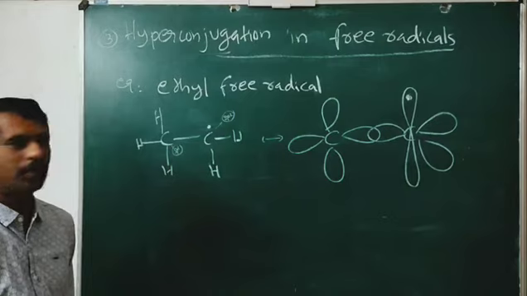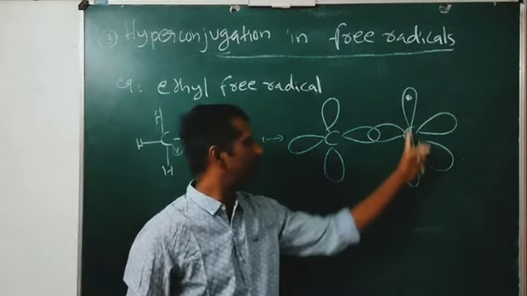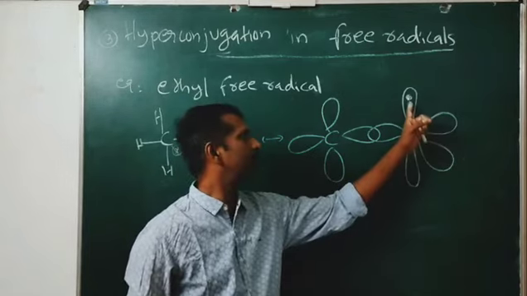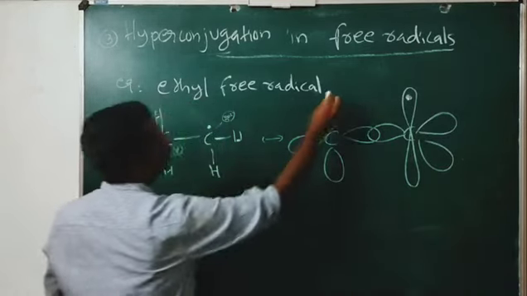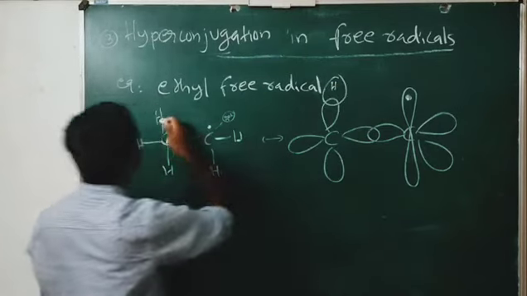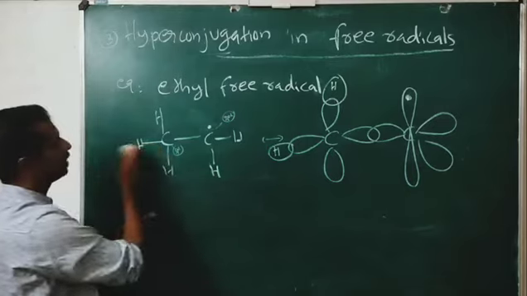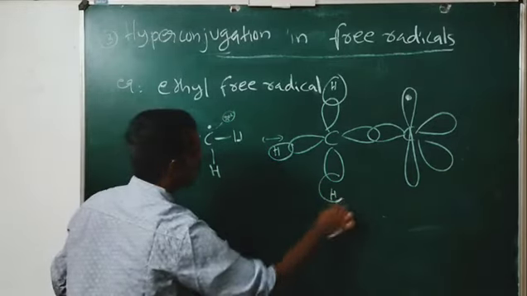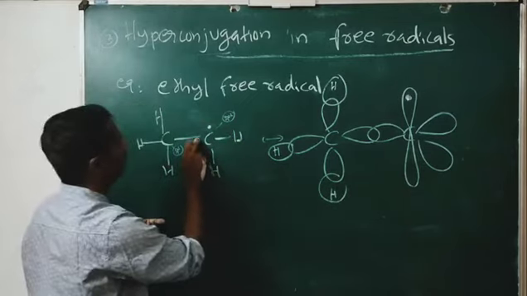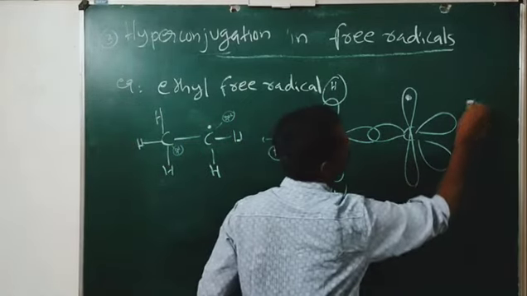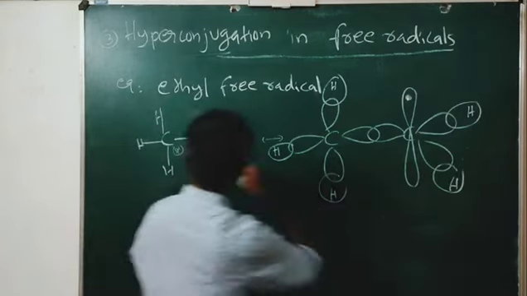That unhybridized p orbital is having 1 electron. Understood? In the previous case it was C plus with no electron, so it was vacant. Now here you can see that 1 electron is there. Here this hydrogen overlaps and you get this sigma bond, and another hydrogen overlaps to give another sigma bond, and so on for each hydrogen, and these two carbons overlap to give the C-C sigma bond.